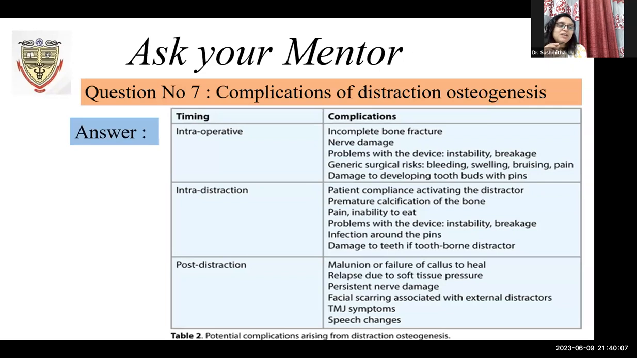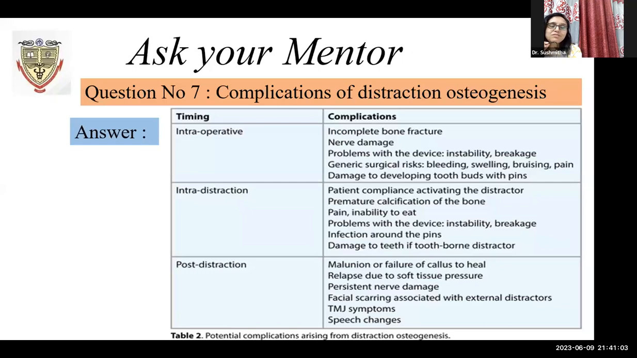Then you have the regular other complications such as bleeding during the procedures, then damage to the developing tooth buds, which we discussed how to avoid. Then during the distraction, you can have a technical problem to activate the distractor. Then, if there is premature calcification of the bone, or the patient's compliance is very bad, or he's not able to tolerate the hardware. Then you have breakage sometimes and instability. Infection can be encountered. There can also be damage to the teeth if you are having extra anchorages. Then post-distraction, you can have malunion or failure of the callus to heal during the consolidation period.